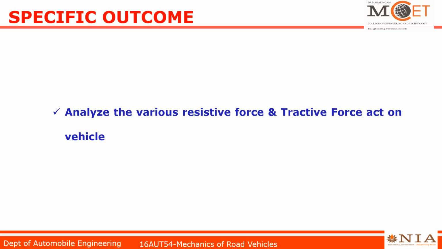The second outcome is to analyze the various resistive forces acting on the vehicle. We know that there are many forces that may oppose our movement. In vehicle movement also, there are some forces that affect the movement. Here we have to learn the number of forces and the nature of the forces that actually oppose the movement of the vehicle. That is what we call resistive forces on the vehicle.